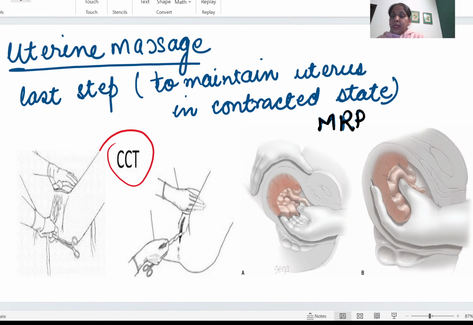What can be asked in this image is what it illustrates. This image illustrates the Brandt Andrews method for the separation of the placenta, controlled cord traction: one hand on the pelvis and the other hand giving traction to the cord.